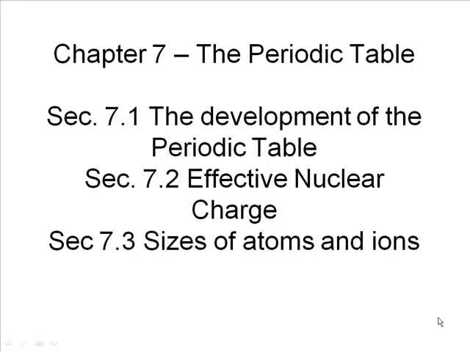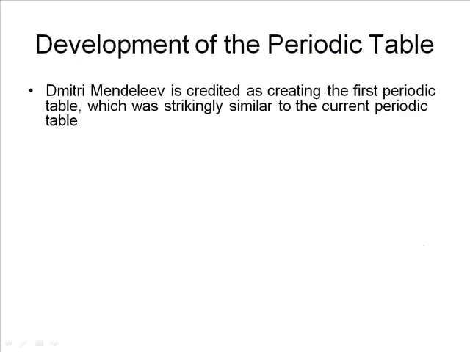Okay, we are now starting Chapter 7. Chapter 7, as you can tell, deals specifically with the periodic table and some of the patterns and trends that we see on the periodic table. We're first going to talk a little bit about how the periodic table was developed. We're going to talk more importantly about effective nuclear charge, and we're going to talk a little bit about the sizes of atoms and ions.